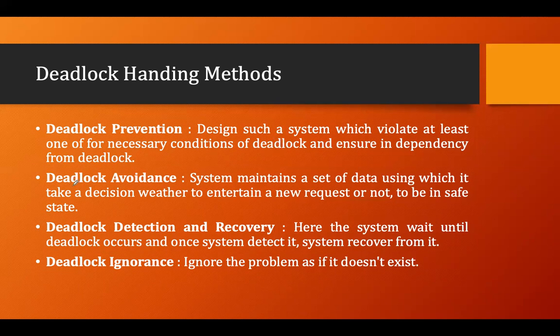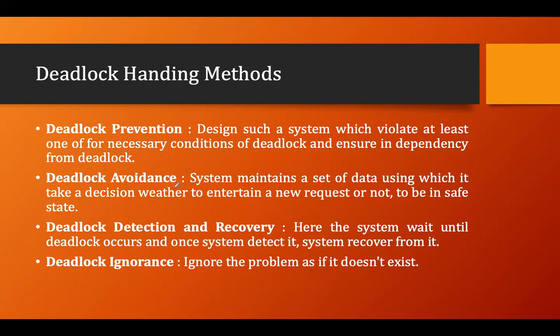Now the next one is deadlock avoidance. Here the system maintains a set of data using which it takes a decision whether to admit a new request or not, so as to stay in a safe state. In deadlock avoidance, we avoid the deadlock in such a way that my system will never go into deadlock. Here we won't use a very complex algorithm, but some light algorithm. One of the famous algorithms you might have learned is the banker's algorithm, which is applied in deadlock avoidance.